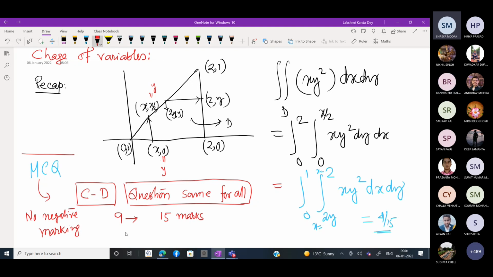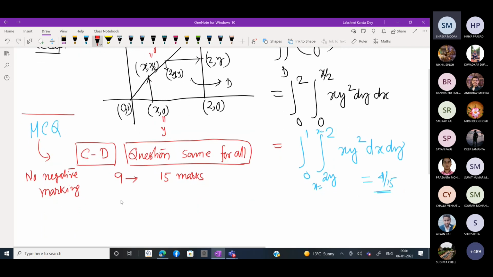Sir, is it numerical type, meaning we have to fill in the answer, or will it be optional? 1, 2, 3, 4, A, B, C, D. We have to choose any one. Yes, MCQ. You have to choose any one. One option is correct. Sir, the date of exam? The date of exam is 11/1/22. Okay. Time is 9 to 9:30.